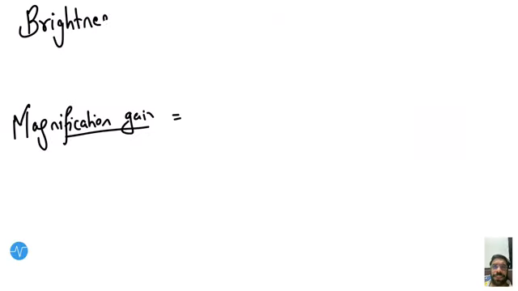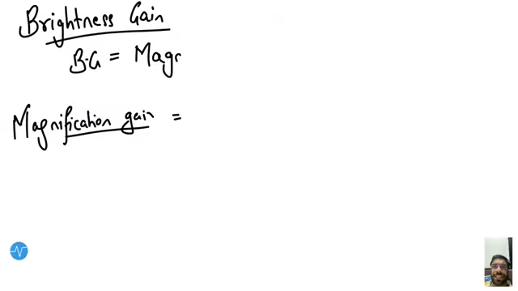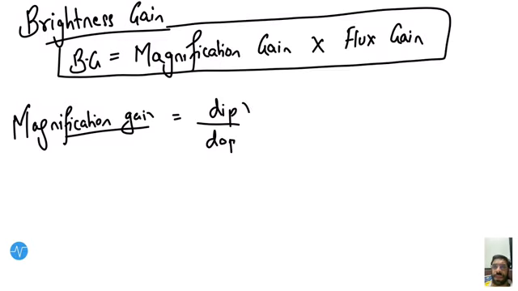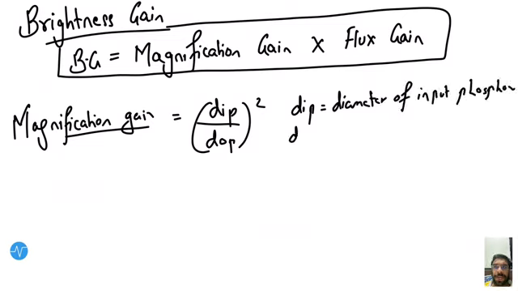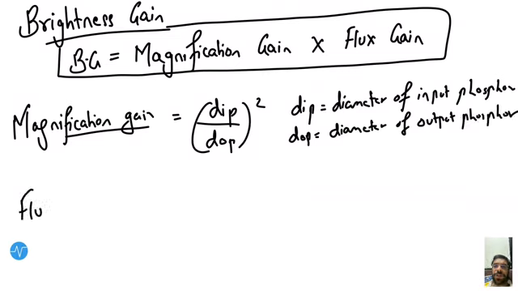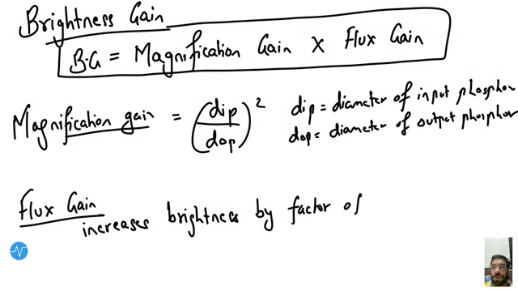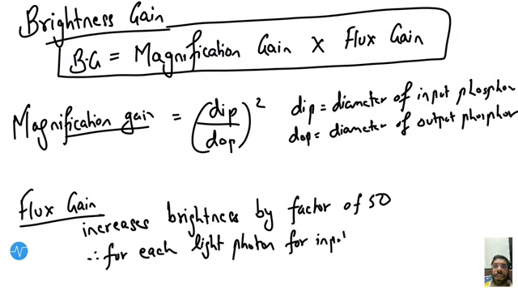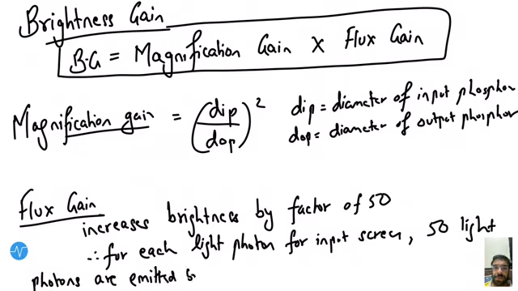Some parameters which we need to remember. Brightness gain. Brightness gain is magnification gain times flux gain. What is magnification gain? Input phosphor diameter divided by output phosphor diameter, the whole squared. And flux gain increases brightness by a factor of 50. Therefore, for each light photon, 50 light photons are emitted by the output phosphor. This multiplied by the magnification gain is the brightness gain.